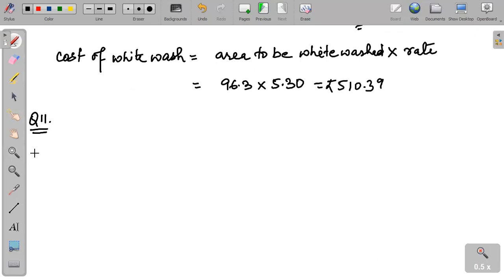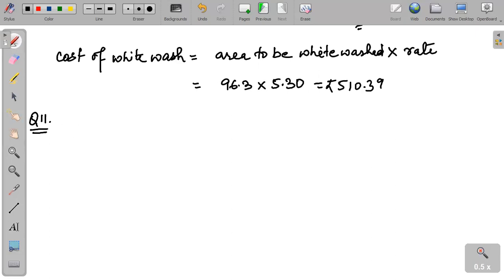The cuboidal block of metal has dimensions 36 centimeter by 32 centimeter by 0.25 meter. It is melted and recast into cubes of edge 4 centimeter. How many such cubes can be made? What is the cost of silver coating the surfaces of the cubes at the rate of 0.7 per square centimeter?